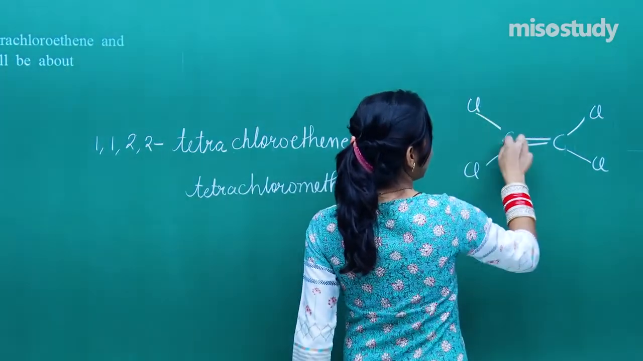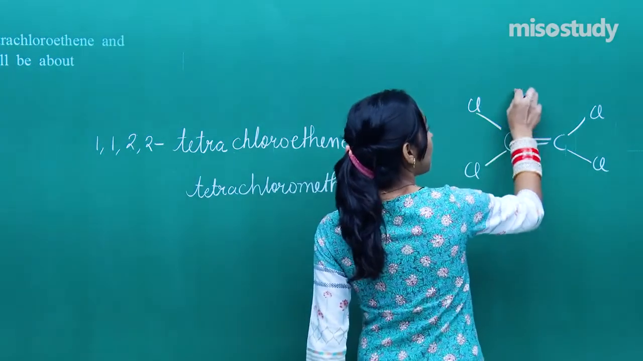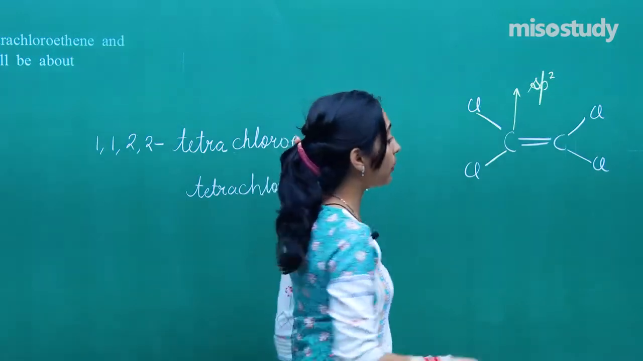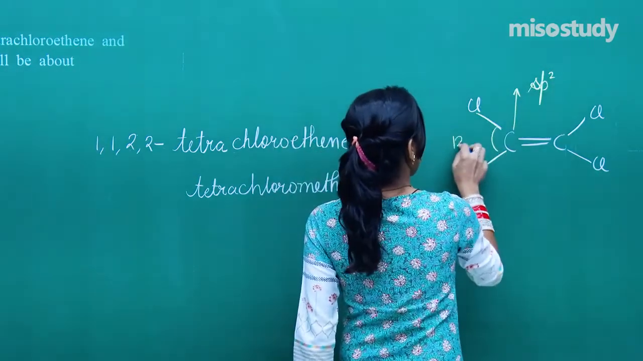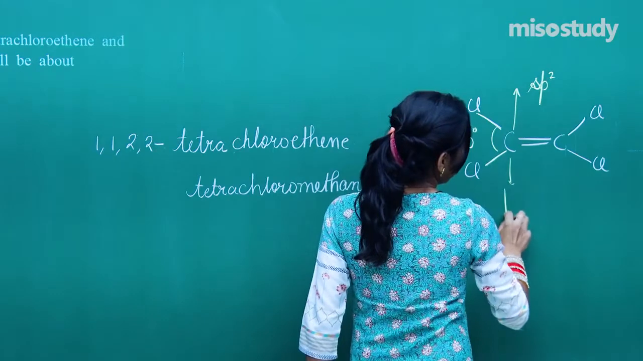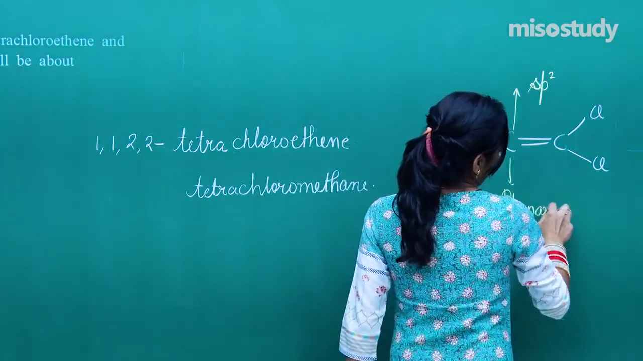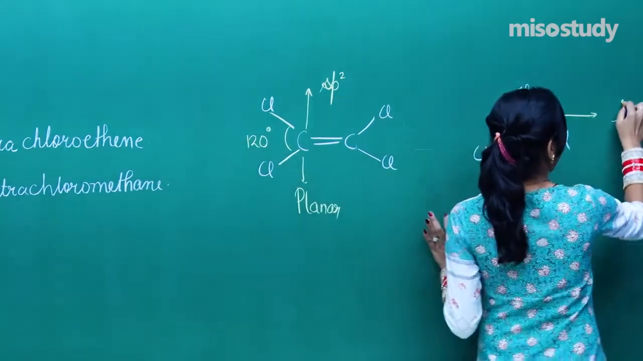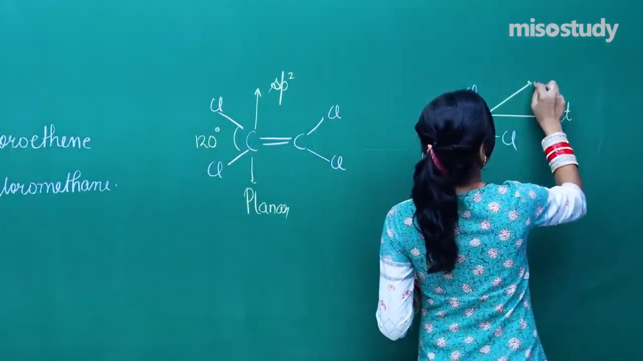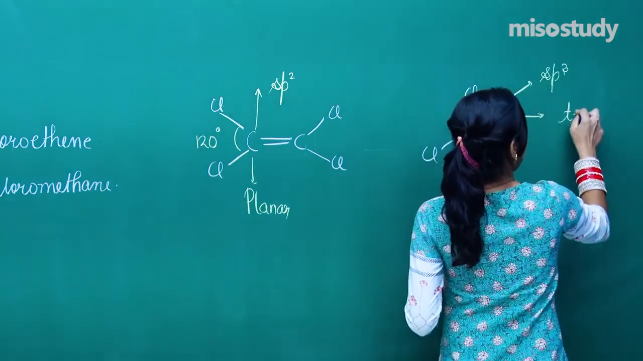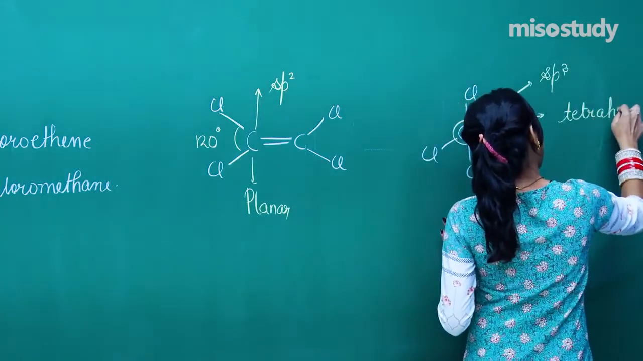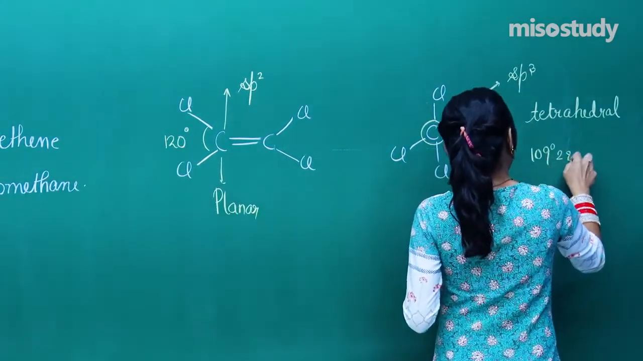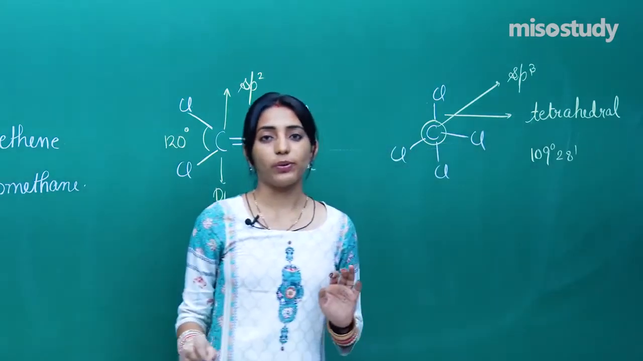So, see Cl-C-Cl. You know, right, this particular carbon is sp2 hybridized. So, when it is sp2 hybridized, the bond angle will be 120 degree. That is why it is planar. Right? And in the case of CCl4, this complete compound is tetrahedral because this carbon is sp3 hybridized. So it's tetrahedral and thus the bond angle is 109 degree 28 minutes.